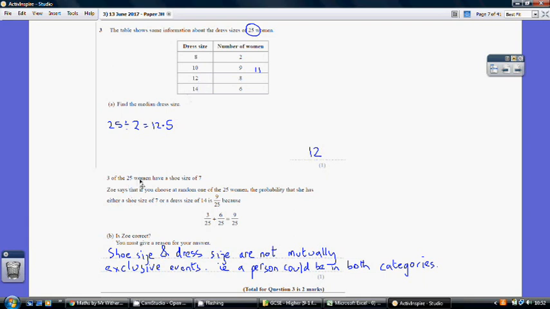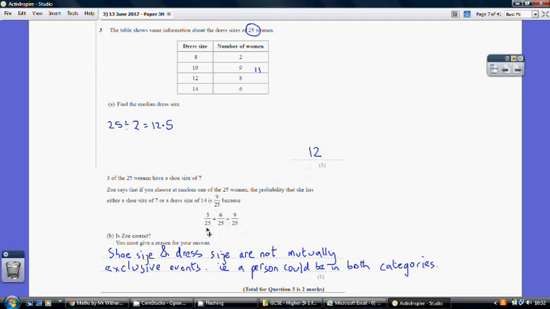Now, 3 of the 25 women have a shoe size of 7. Zoe says that if you choose at random one of the 25 women, the probability that she has either a shoe size of 7 or a dress size of 14 is 9 over 25, because when you add them together you get 9 out of 25.